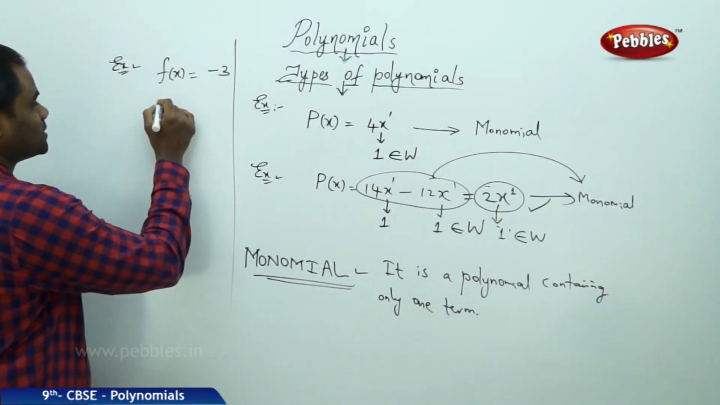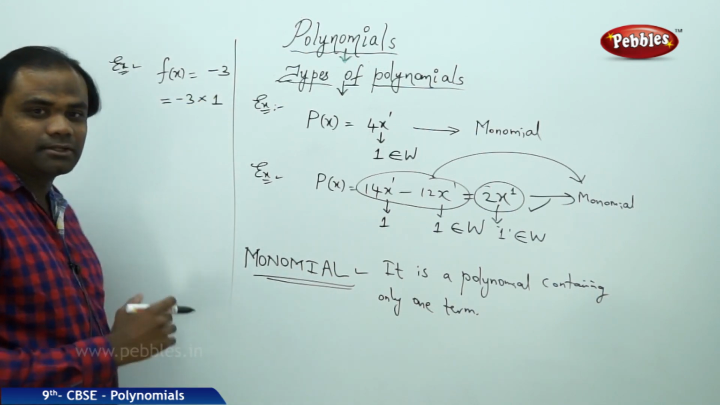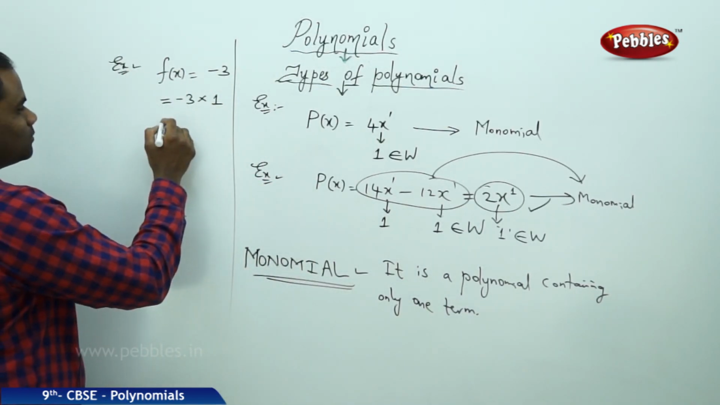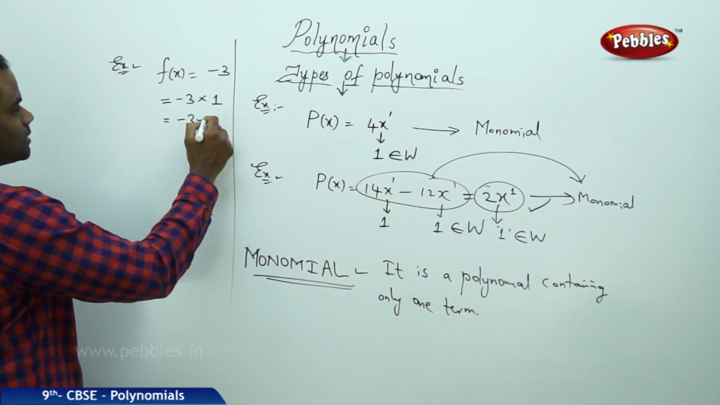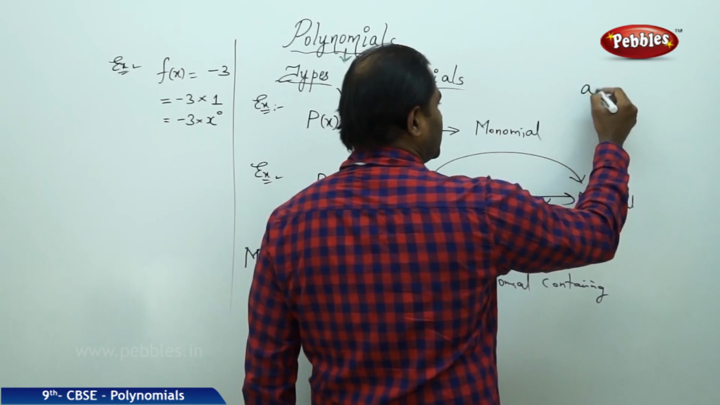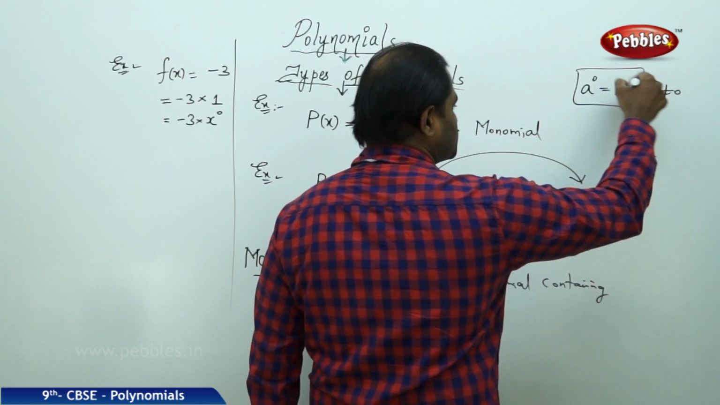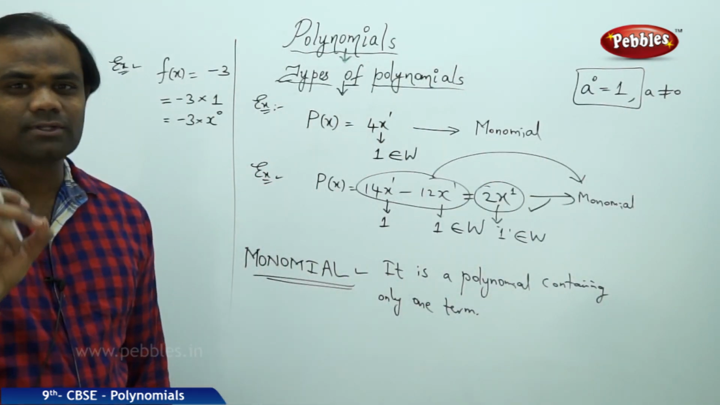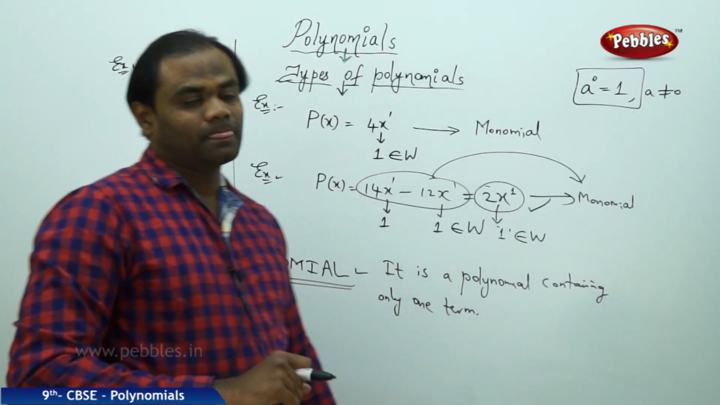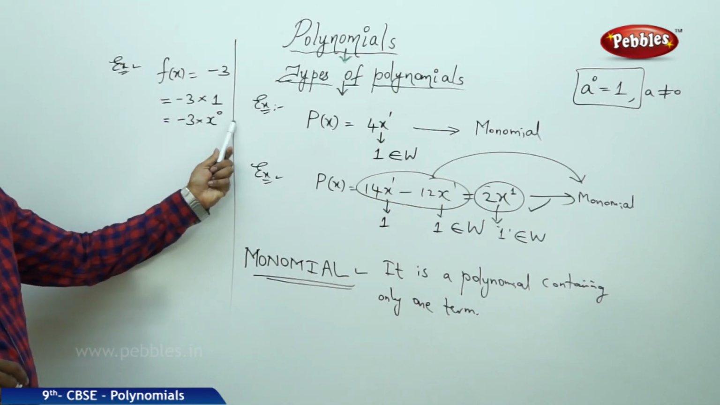And as we have discussed, -3 can be written as -3 times 1, because any number times 1 is that number itself. Now, the reason why I multiply with 1 is to see that I can substitute this 1 with x power 0, because we all know that a power 0 equals 1, provided a is not equal to 0. For a non-zero term, a power 0 is 1 for a not equal to 0 and for a belonging to R. So using that property, I have 1 which can be written as x power 0.